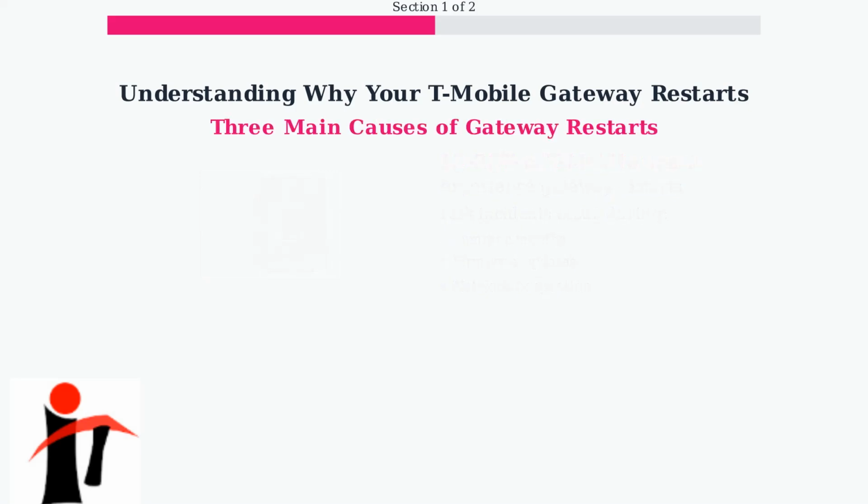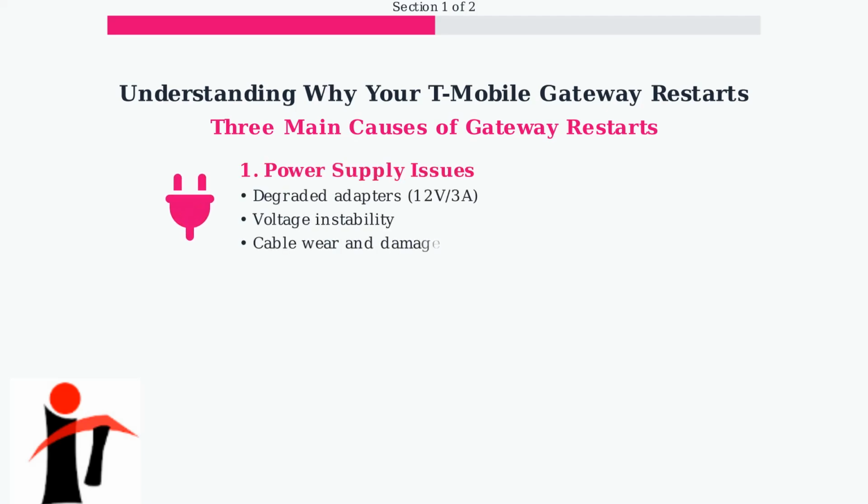There are three primary causes behind these restart issues. Understanding these causes is essential for identifying and fixing the problem. The first major cause is power supply problems. Original adapters rated at 12 volts and 3 amps can degrade over time, leading to insufficient power delivery. Voltage fluctuations and cable degradation also cause protective shutdowns.